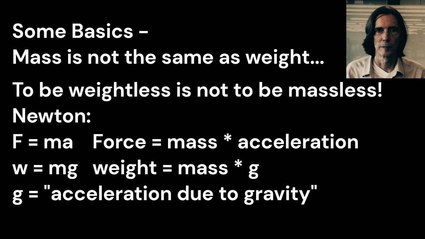Newton said force equals mass times acceleration, and weight, which is also a force, equals mass times g. Weight equals mass times g, where g is the acceleration due to gravity. That's what it's called. G is a local parameter, depends on the planet. So g on the moon is about 1/6 of the g, little g, on Earth. So a person weighs about 1/6 as much on the moon as they weigh on Earth. But their mass is the same. Mass is a constant.